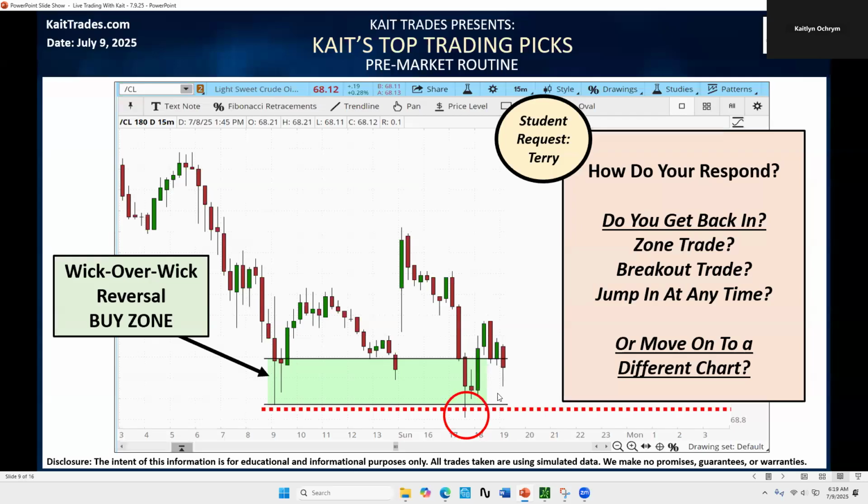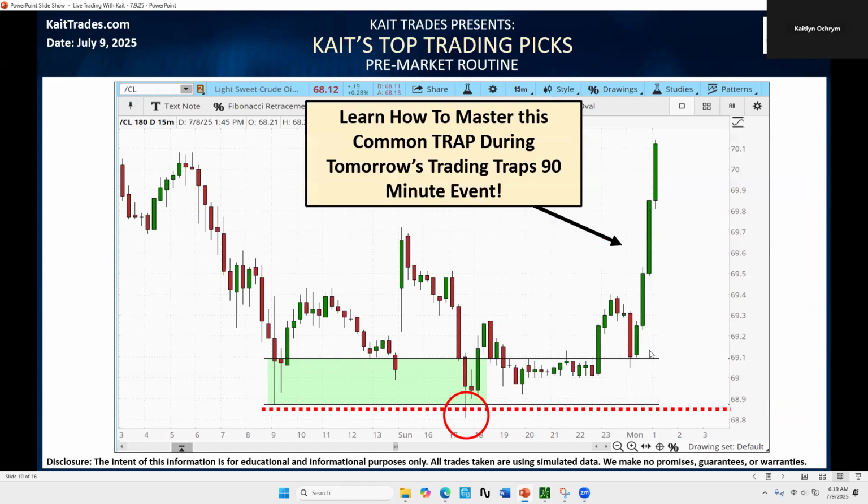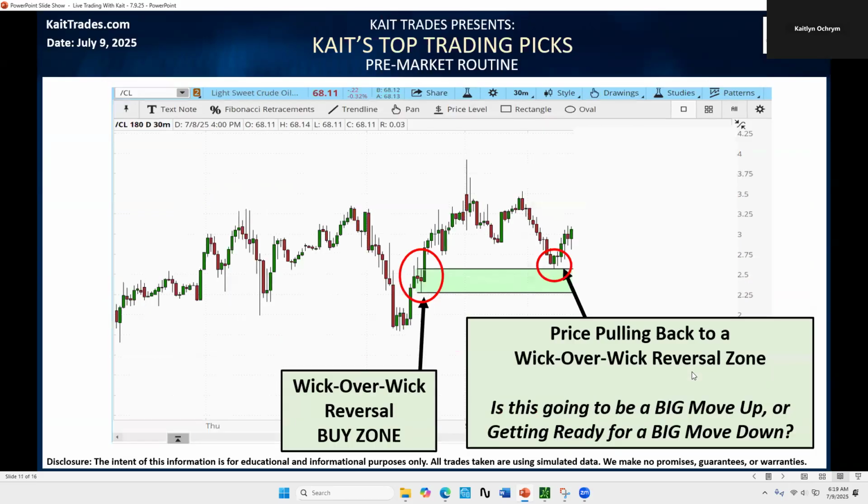Or do you get frustrated because it stopped you out, you think you're wrong, and you move on to a different chart? A lot of these are very subjective and emotion based. So what we're going to be doing in the event is when you get stopped out by a few ticks, learning when it's a trap and understanding how to get back into a trade that ultimately moves in your direction. So that's number one. Again, it seems like a good one.